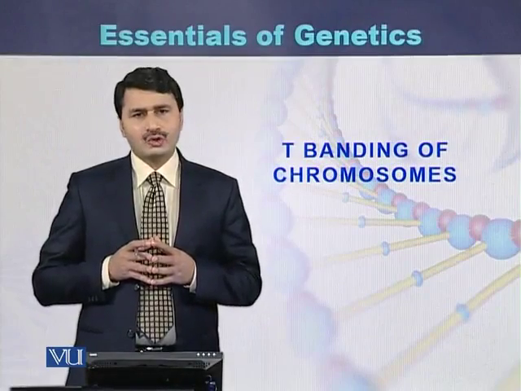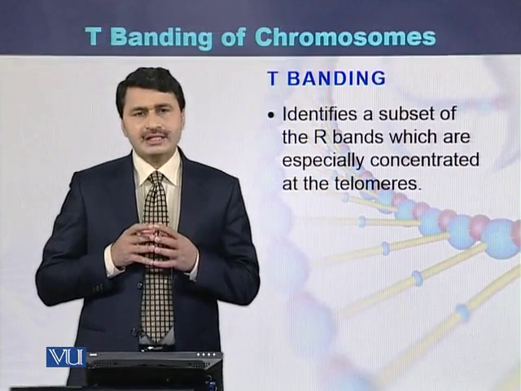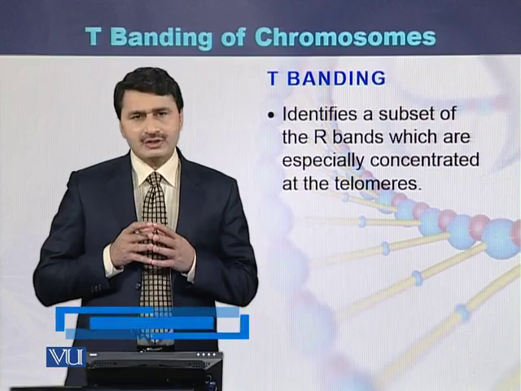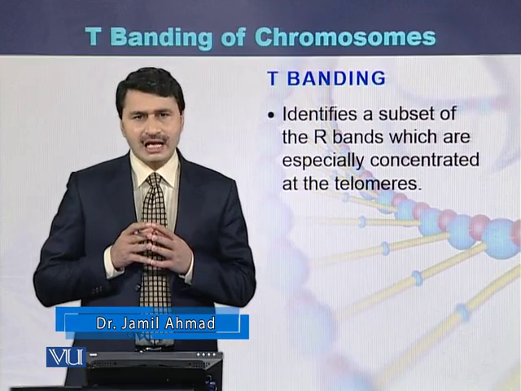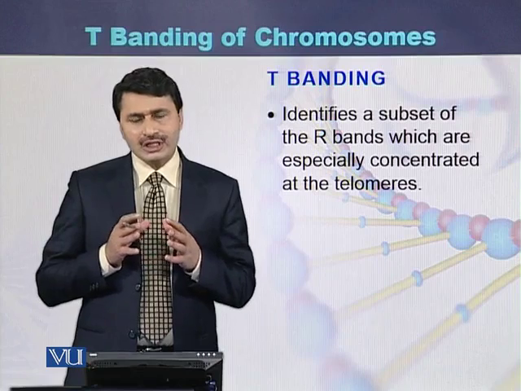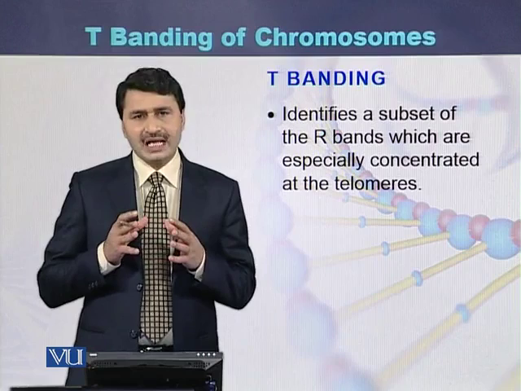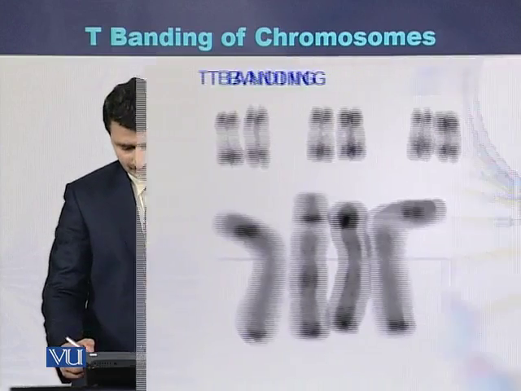T-banding of chromosomes. T-banding is actually for the telomeres. Telomeres are the ends of the chromosome. When we stain the ends of the chromosome, the banding pattern is called T-banding. In T-banding, it usually identifies subsets of R bands which are present at the telomeres of the chromosomes.